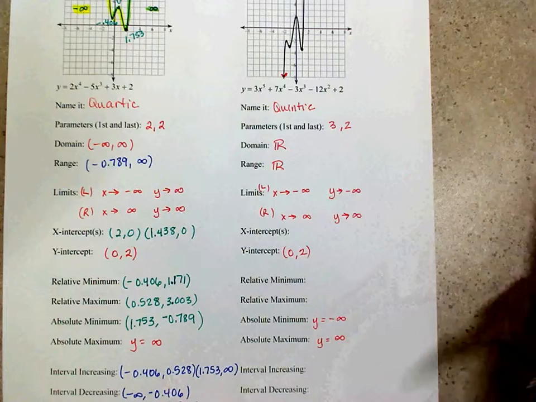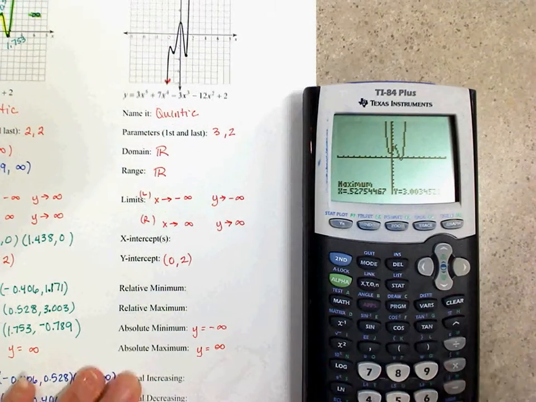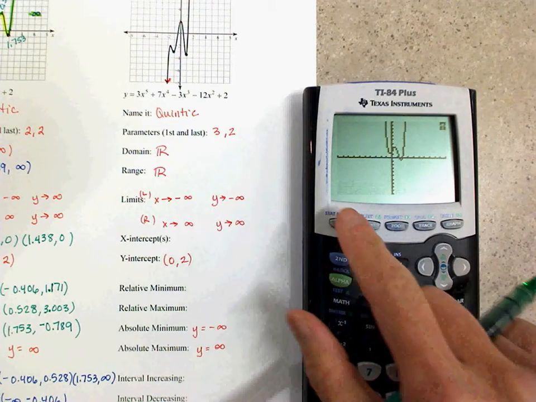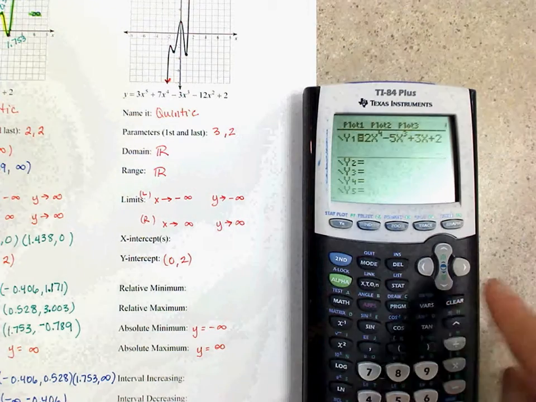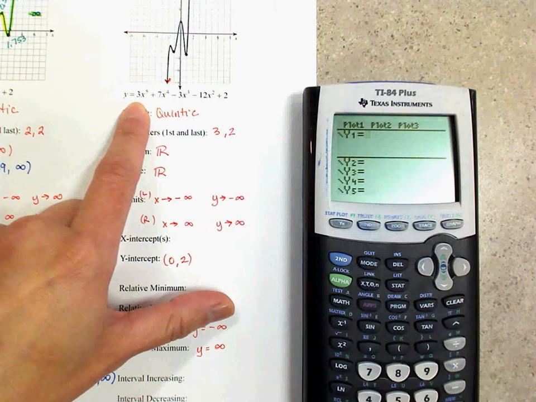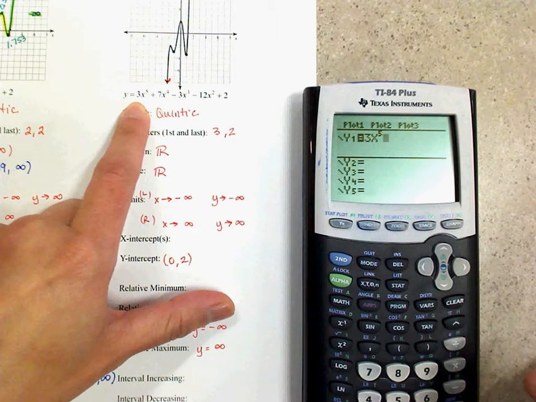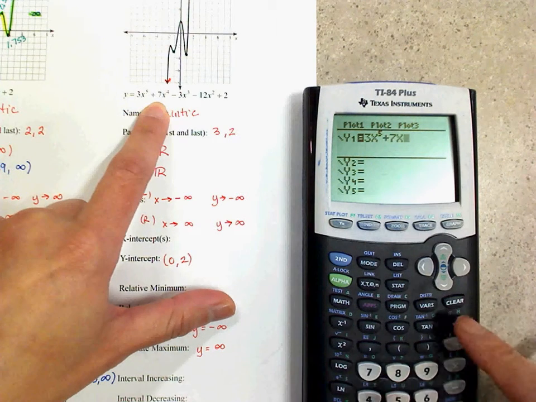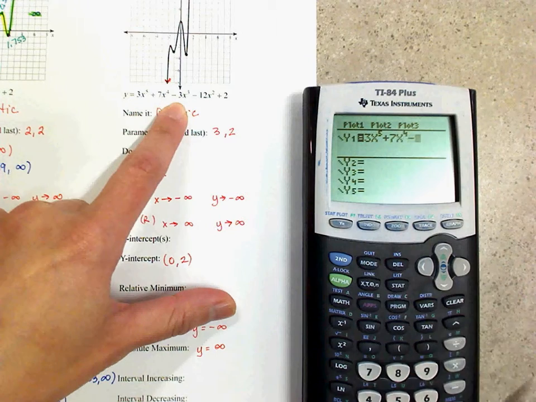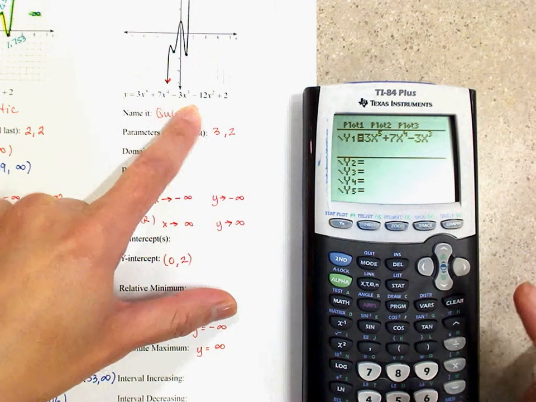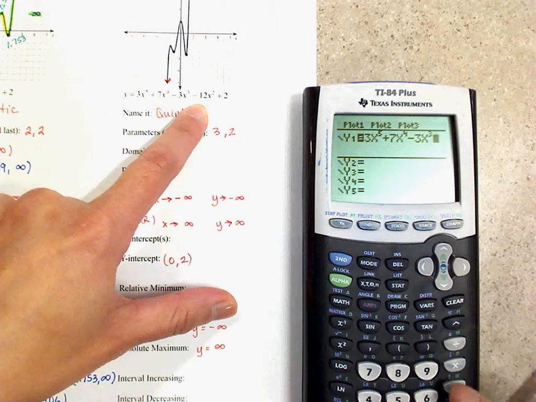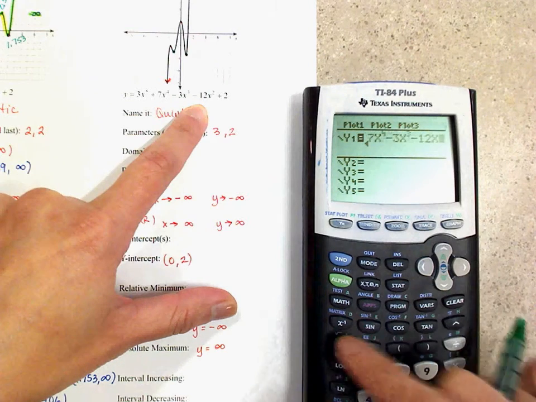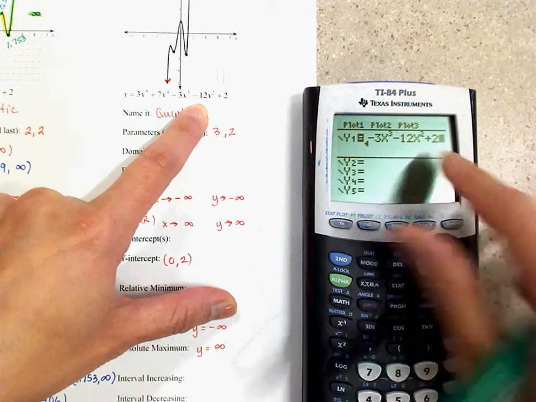Here we go. All right. Go to y equal. Hit clear. Type in your equation. 3x raised to the 5th plus 7x raised to the 4th minus 3x raised to the 3rd minus 12x squared plus 2. Make sure all your numbers are correct and hit graph.